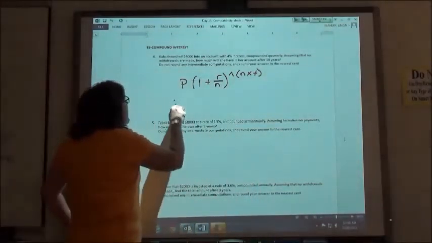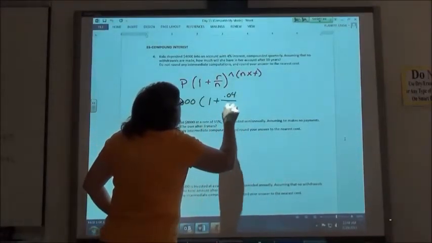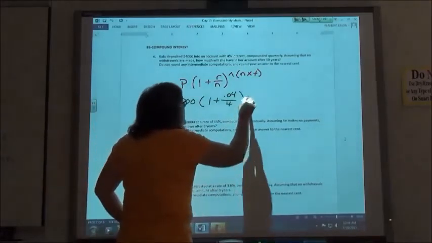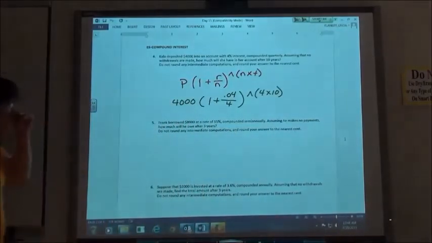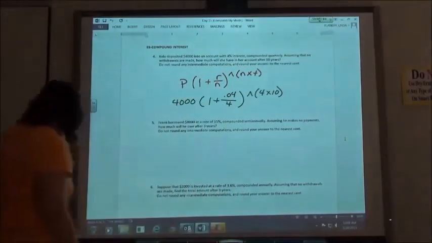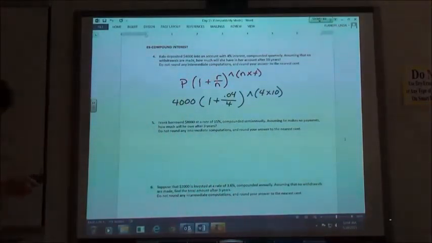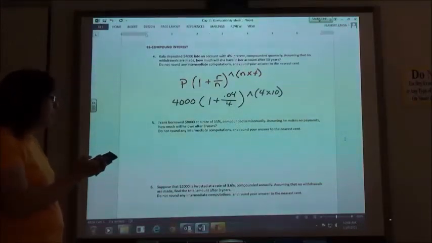So I'm going to invest $4,000. 1 plus 4% compounded quarterly to the 4 times 10. And again, I have to put parentheses so that it doesn't do to the 4th and then multiply by 10. So it's going to look something sort of like that. Let's go ahead and punch it in, see what we get. So 4,000 parenthesis 1 plus 0.04 divided by 4. You can use a fraction or the division. I like the division. It's easier for me to punch in. Caret key, and then in parentheses, 4 times 10.